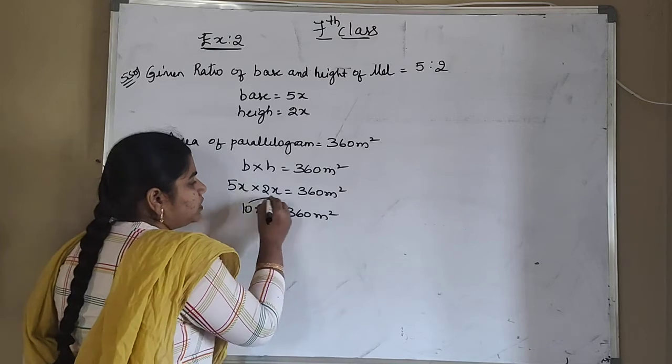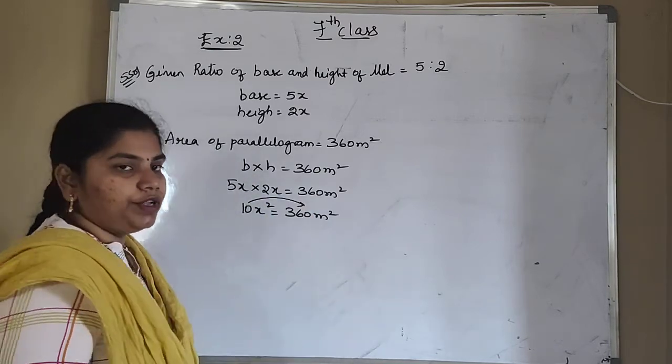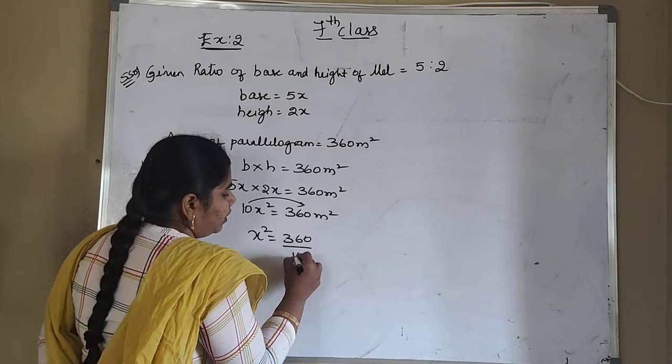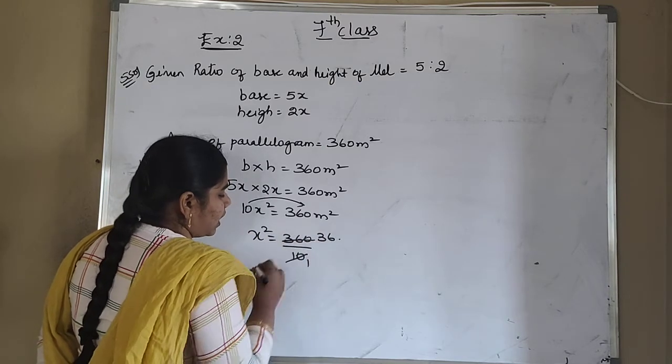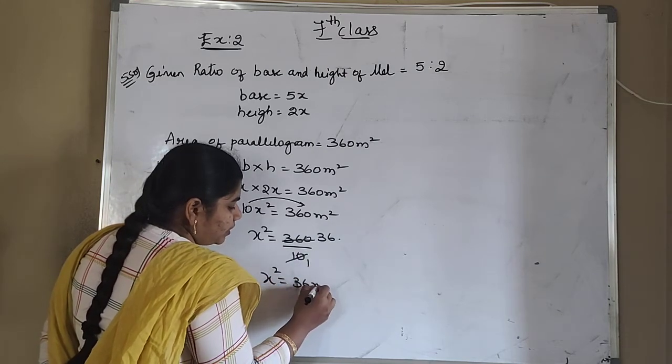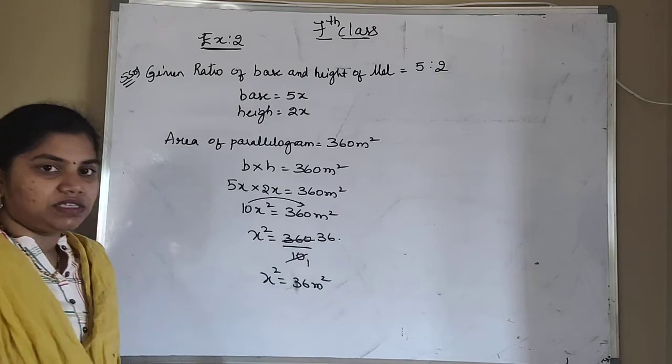So if I transpose this 10 to the other side, that will be converted into division. So x square is equal to 360 by 10. 10 ones are 10, 36. So you got the x square value as 36 meters square. Again here, 36 is a square number.